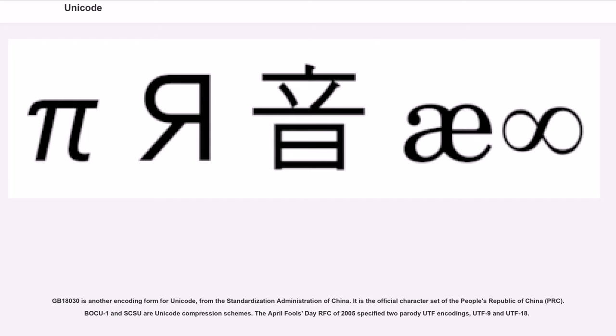GB18030 is another encoding form for Unicode, from the Standardization Administration of China. It is the official character set of the People's Republic of China, PRC. BOCU-1 and SCSU are Unicode compression schemes. The April Fool's Day RFC of 2005 specified two parody UTF encodings, UTF-9 and UTF-18.